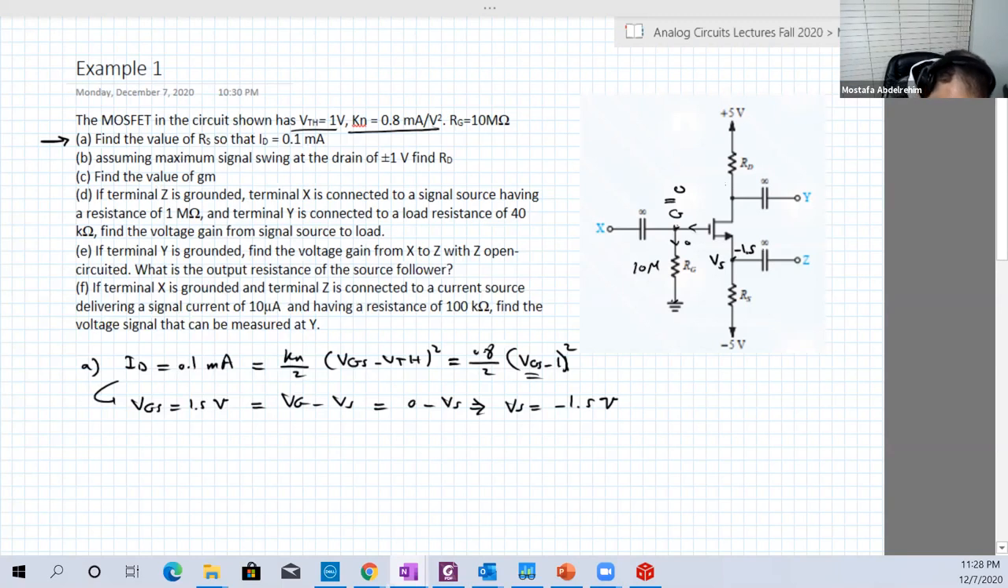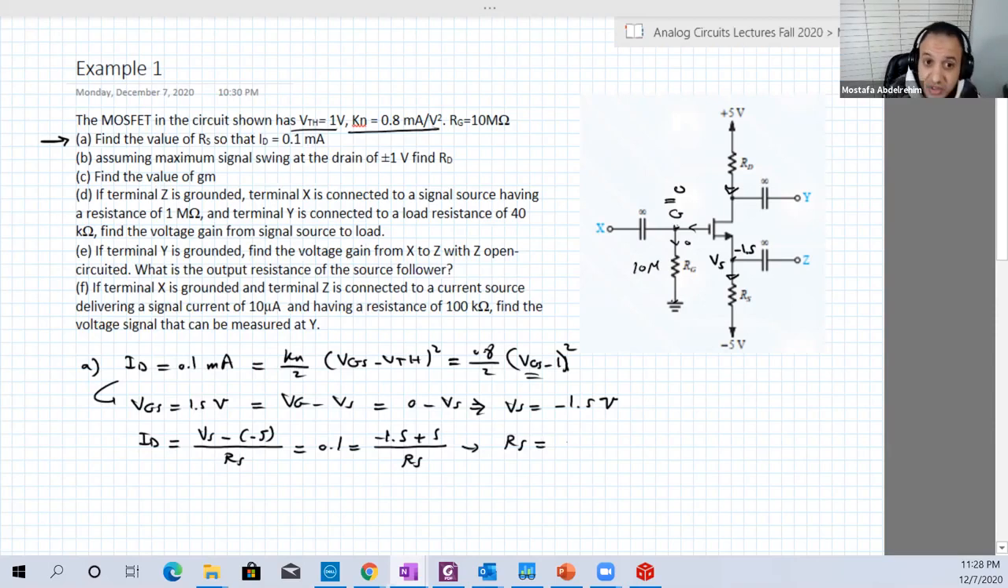Good. Now, here is ID flowing in that branch. So ID is equal to (VS minus minus 5) over RS. ID is 0.1 milliampere, VS is minus 1.5, plus 5, over RS. From that, we can calculate RS. It's easy, 35 kilo ohms. Good, so we get A. Now we go to B.